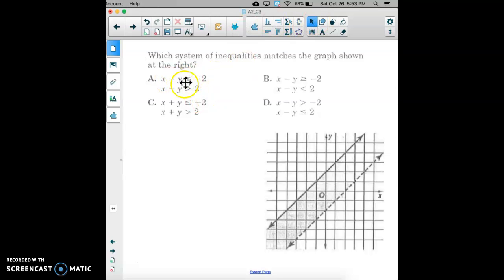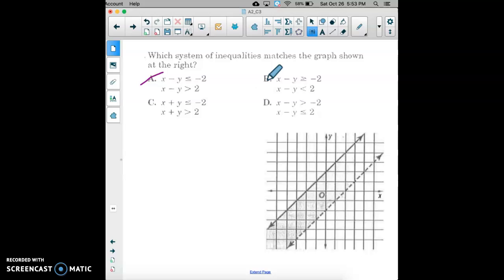So if I plug 0, 0 into my A, I get 0 minus 0 is less than or equal to negative 2. Well, right away I can tell you 0 is not less than negative 2, so I cannot even go on with A. A is not going to work. If I go over here to B, I get 0 minus 0 is greater than negative 2. Okay, that one works. 0 minus 0 is less than 2. Okay, so B is still in the running.